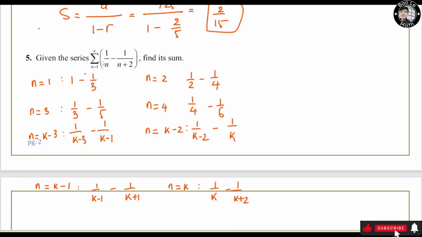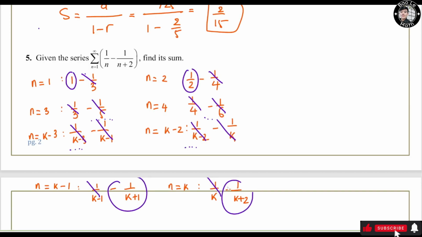Remember, the telescoping series has terms that cancel. Look, this term and this term cancel out. This one and this one cancel out. This one and the term somewhere right here cancel out. This one and the term somewhere here cancel out. This one and this one cancel out, and so on. So we only have 4 terms left: the first, the second, and the last 2 right here.